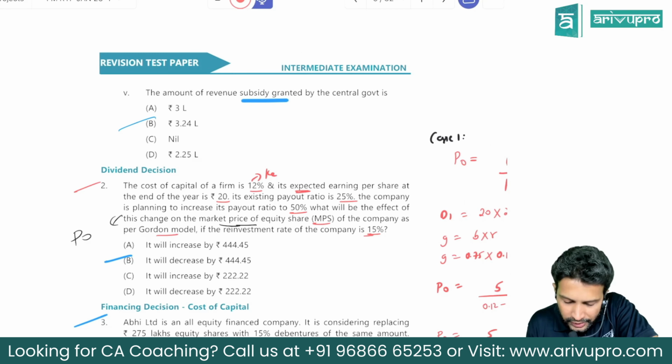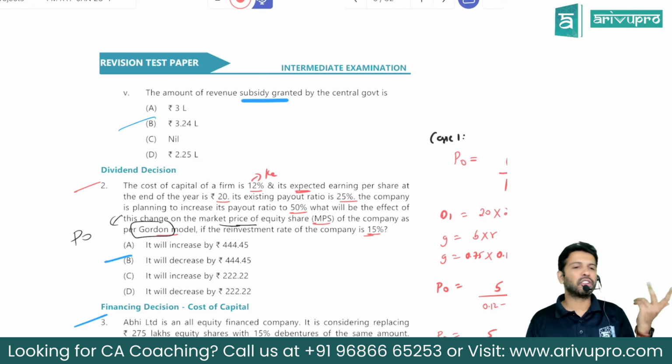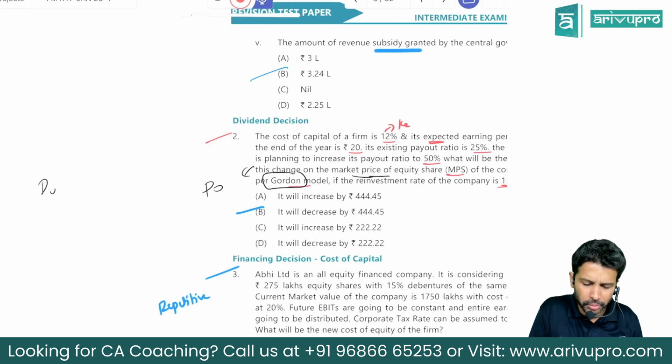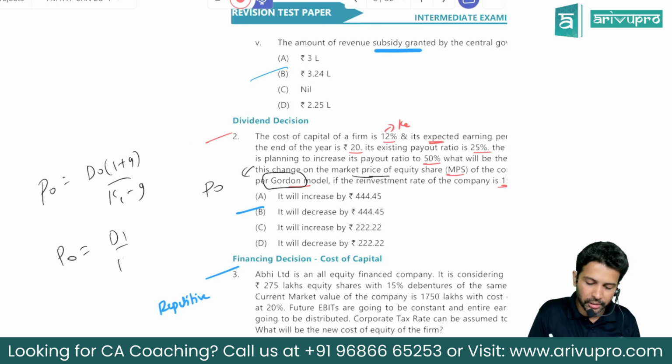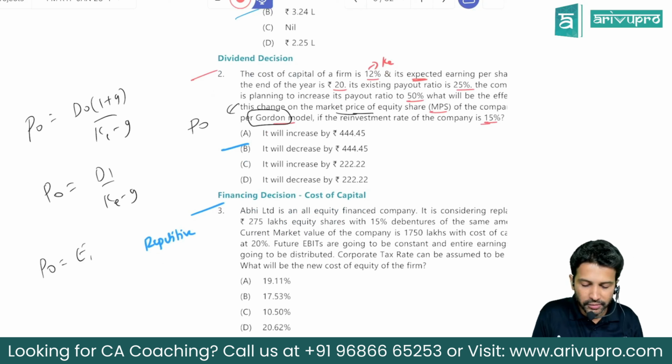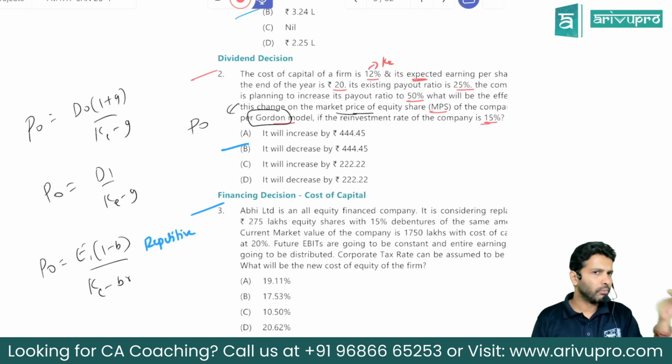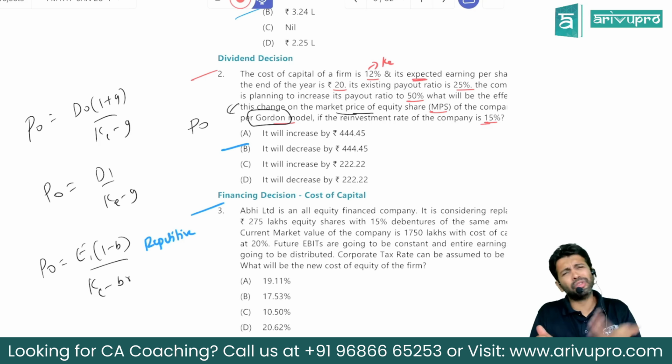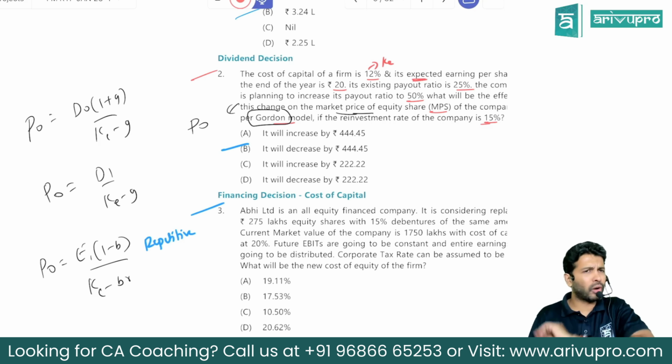Now you have to calculate this as per whose model? Gordon's model. Okay, Gordon's model, you know the formula? There are 3 formulas, no? If you remember, P0 is equal to D0 into 1 plus growth rate divided by cost of equity minus growth rate. Or if they have given D1 directly in the question, it will be D1 divided by K minus growth rate. Or you can also do E1 into 1 minus B divided by K minus BR. Whatever you use, you will get the same answer. This is what we need to use over here.